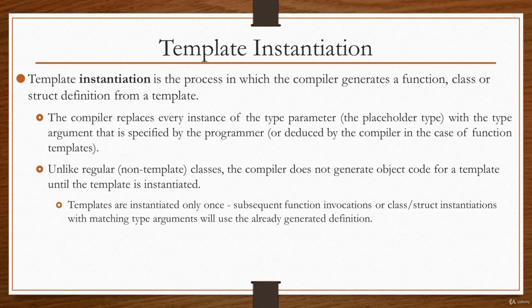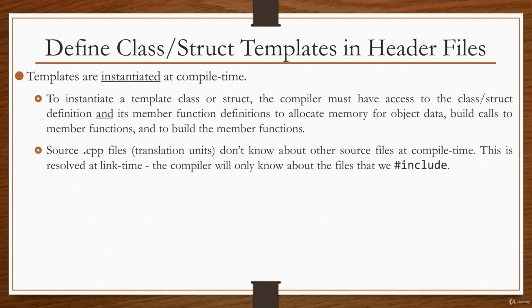As I mentioned, templates are instantiated only once. Subsequent function invocations or struct or class instantiations with matching type arguments will use the already generated definition. As I mentioned in the lecture on class or struct templates, you want to define your class or struct templates in header files. And in this section I'm going to explain in a bit more detail why that is, and some of the problems that you can run into.